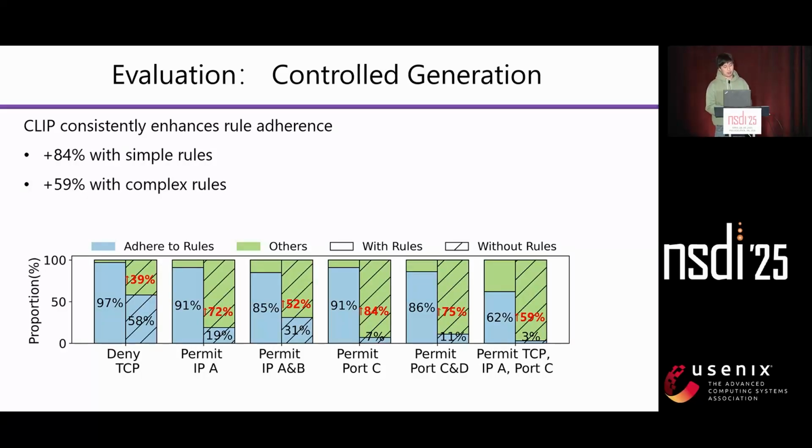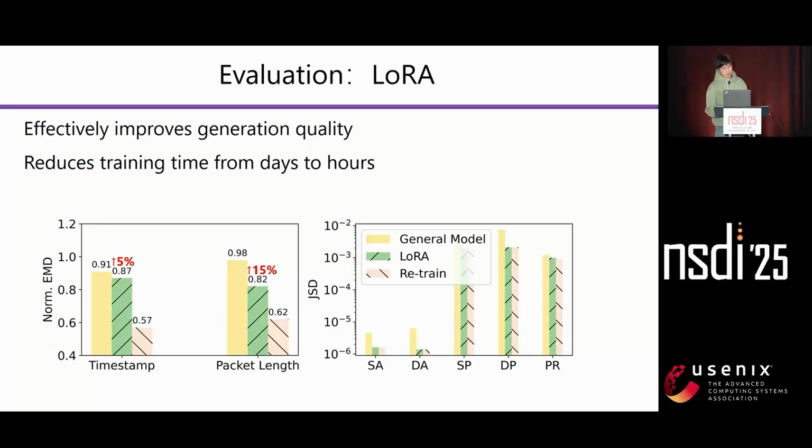And the last task, controlled generation. It also proves effective. The integrated CLIP consistently enhances rule adherence. It achieves 84% improvement under simple rules and 59% improvement under complex rules.